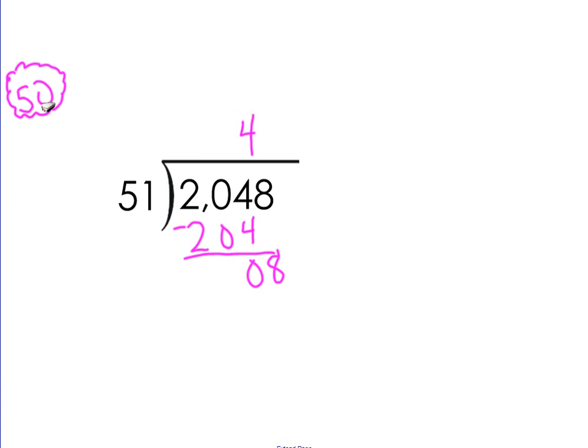So now how many 50s go into 0? None do. How many 50s go into 8? None do. So none is 0. You can use a 0. So 0 times 1 is 0, and 0 times 5 is 0. Subtract, and we have an 8 remainder. So in this case, our answer is 40 remainder of 8.